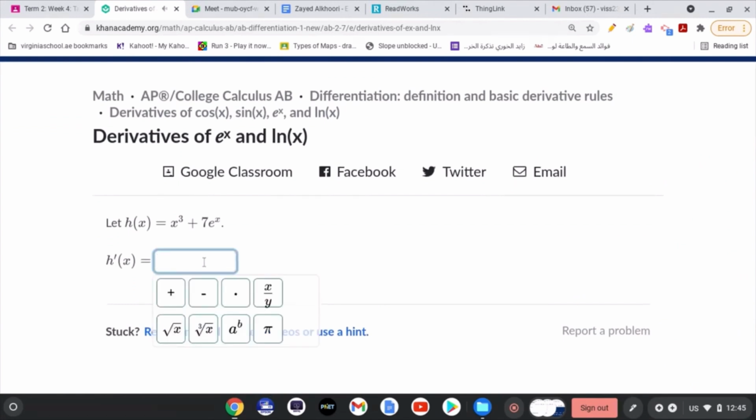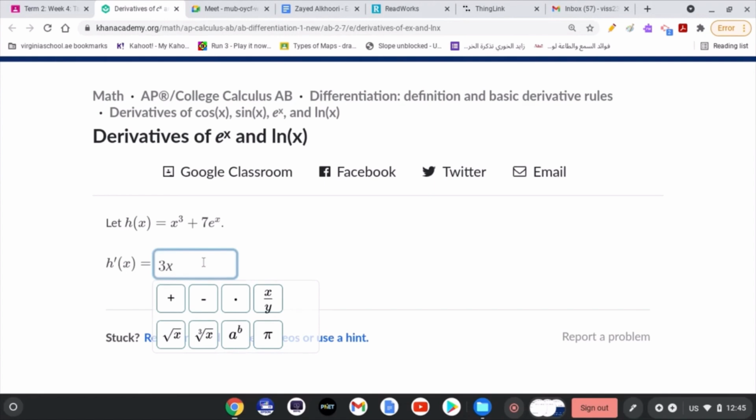Now the same, power of 3 multiplied by 1, which is 3x, and 3 minus 1, which is 2. And as we said, e to the power of x doesn't get affected by the derivative, so it stays the same.